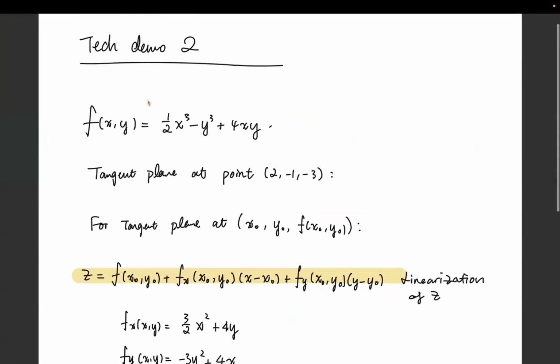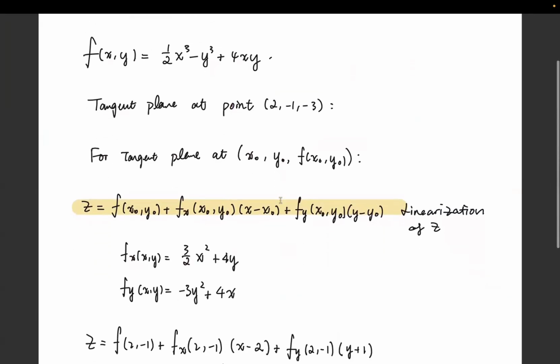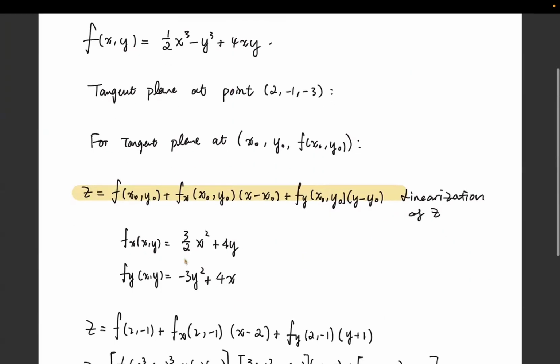This formula is given by f of x, y, a function of two variables, equals 1 over 2 x cubed minus y cubed plus 4xy. And in order to find the tangent plane without z being explicitly defined, or in R4 basically, we'll have to find the linearization of z. And that is given by this formula.